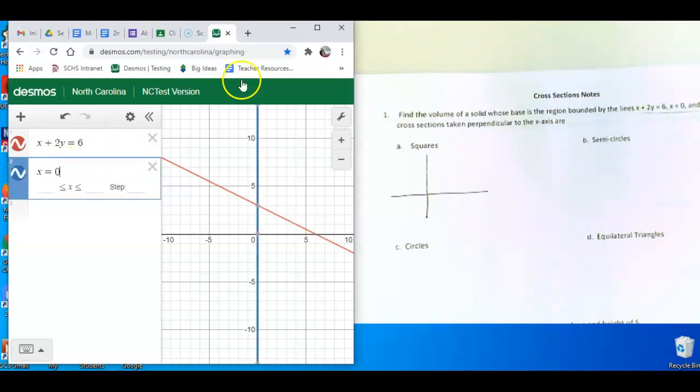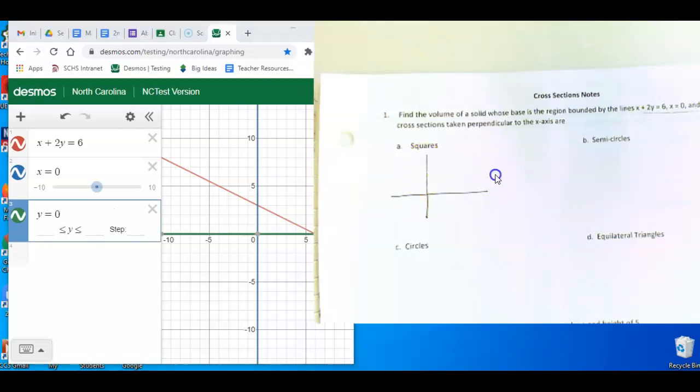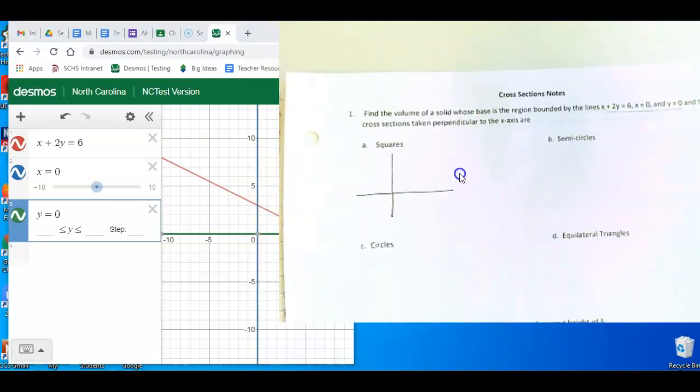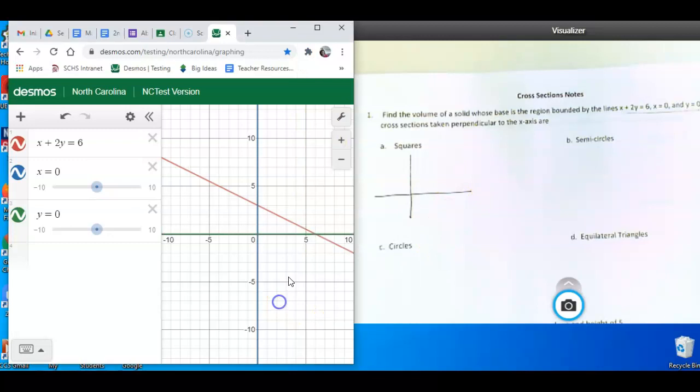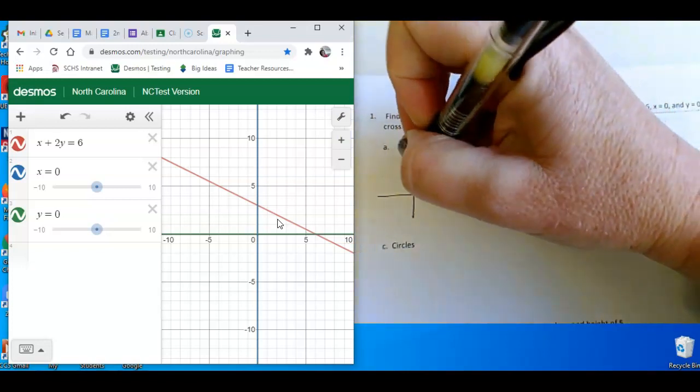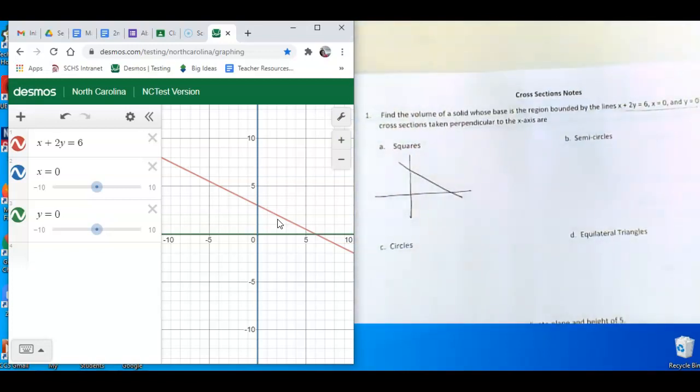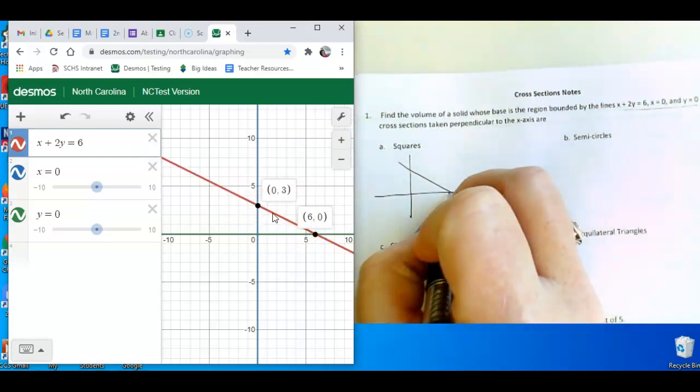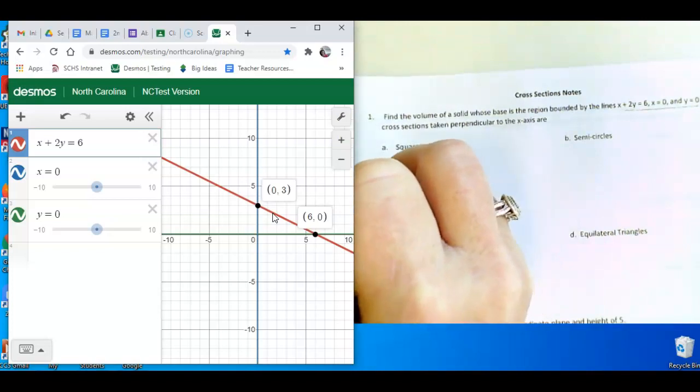X equals 0, and then also y equals 0 were our boundaries. And so when I look at this, it looks like it's this triangle right here, and that's sort of like the base of what we're looking at. Okay, and let's go ahead and find out where these cross. That's at 6 and 3, and we'll need that as we work throughout.